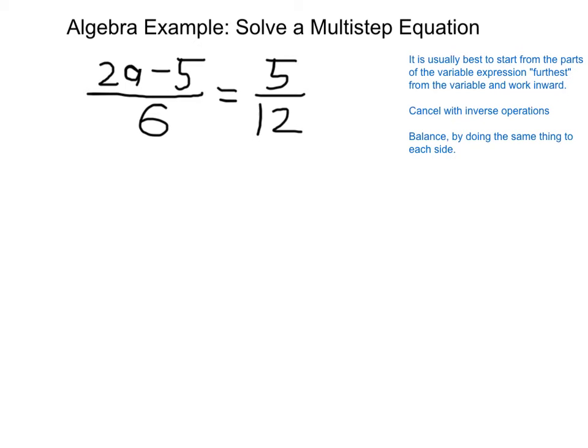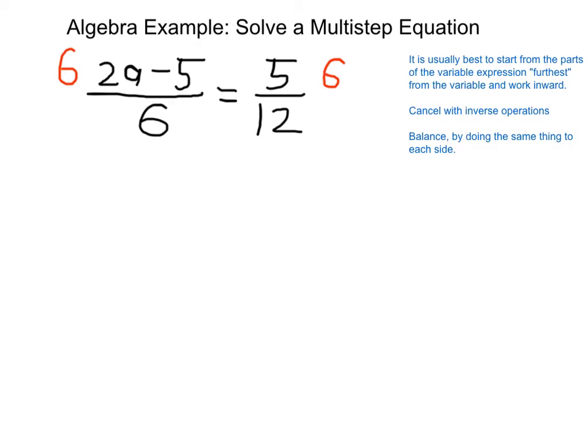Of course, like any algebraic operation, we want to use inverse operations to cancel things out and always keep balance in mind. So looking back to our equation, our variable is a. I don't want to divide by 2, which I'll eventually do to get rid of this. I want to work further away. First I'm going to get rid of this 6 by multiplying both sides by 6.